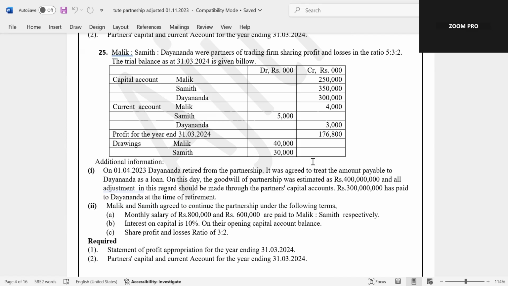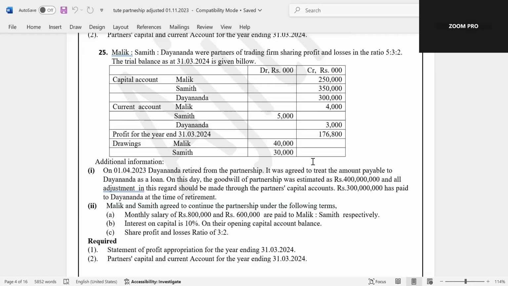There are two adjustments to be done. First one, goodwill of the partnership should be adjusted. And second one, equity of the retired partner should be calculated. Right, first read it and get an idea, question number 25. Think about two things: how to calculate equity of the retired partner, and how to adjust goodwill of the partnership.